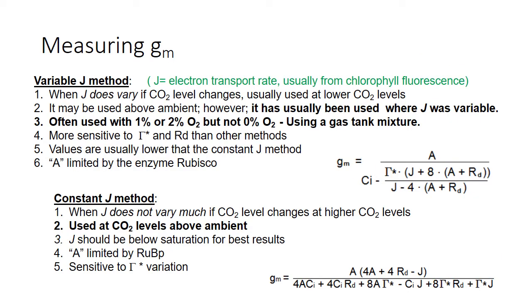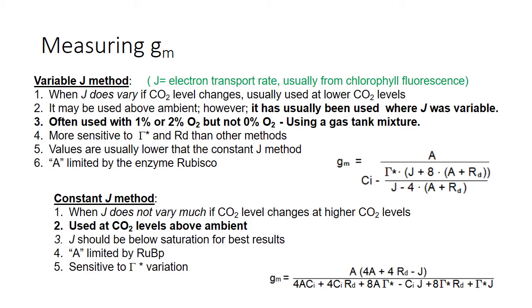The variable J method. J is electron transport rate, usually from chlorophyll fluorescence. When J does vary, if CO2 levels are changed, usually it's used where CO2 levels are below ambient. It may be used above ambient, however, it has usually been used where J was variable. It is common to use the method with an air tank that has a 1 or 2% oxygen level, but not 0%. This is done to reduce photorespiration. It's more sensitive to gamma star and RD than other methods. Values are usually lower than the constant J method. And A, or photosynthetic rate, is limited by the enzyme Rubisco.